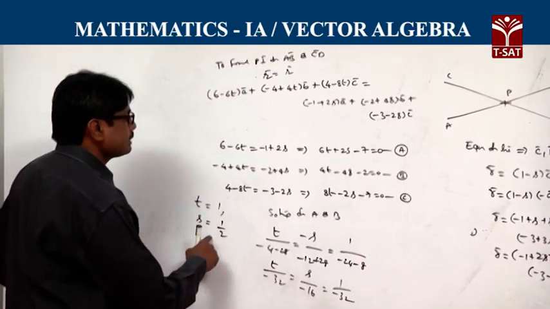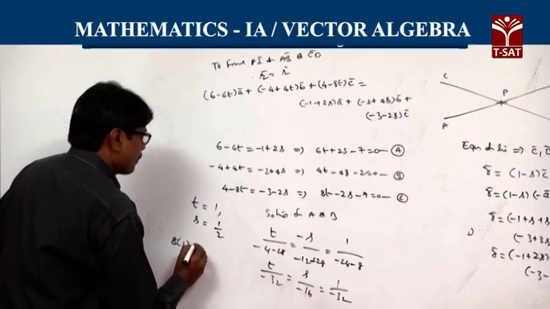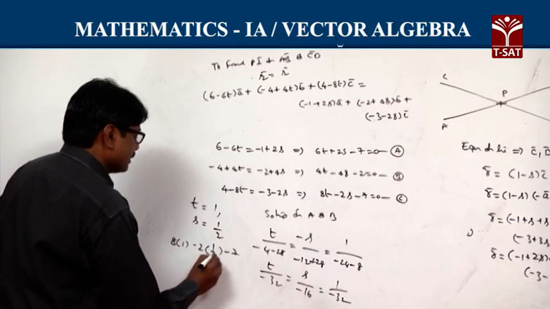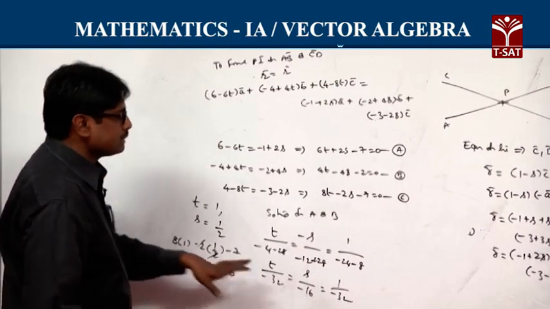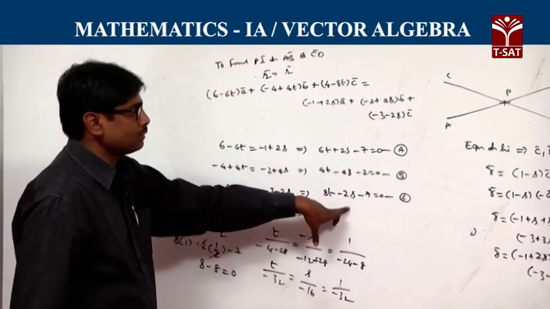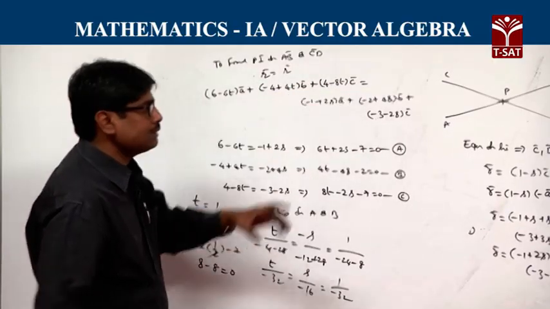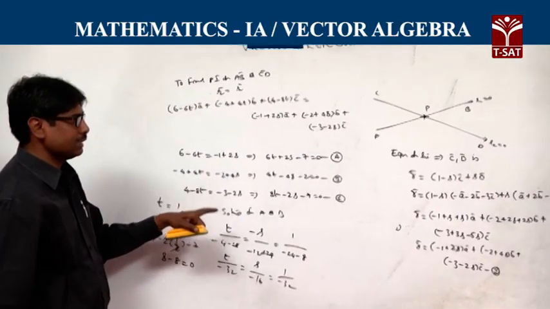Okay. Substituting s and t in the third equation, 8 times of 1 minus 2 into 1 by 2 minus 7, the 2 ones cancel. So, 8 minus 8 equal to 0. So, this s and t satisfies the third equation, therefore, they are coplanar. The above lines are coplanar lines. So, point of intersection also exists, uniqueness also satisfied.